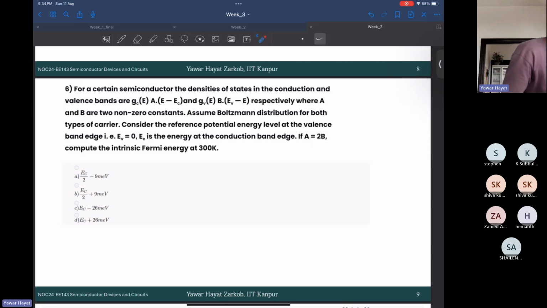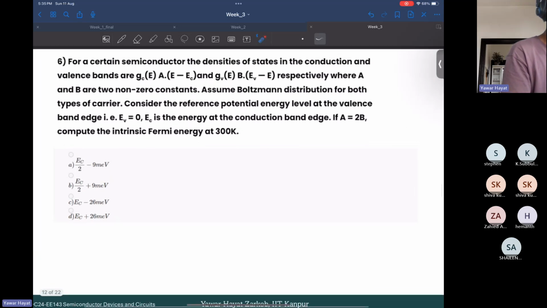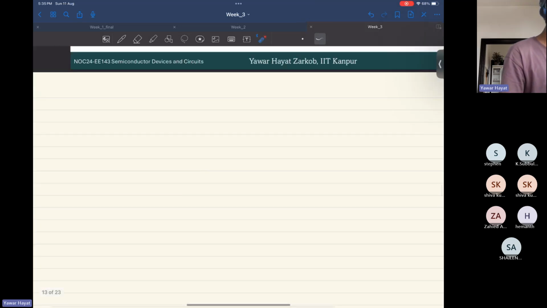Okay, I guess I gave enough time. So let me solve this myself now. Those of you who are solving it may proceed and continue to solve it and then just type the answer in the chat. Okay, because I need to start this one now.